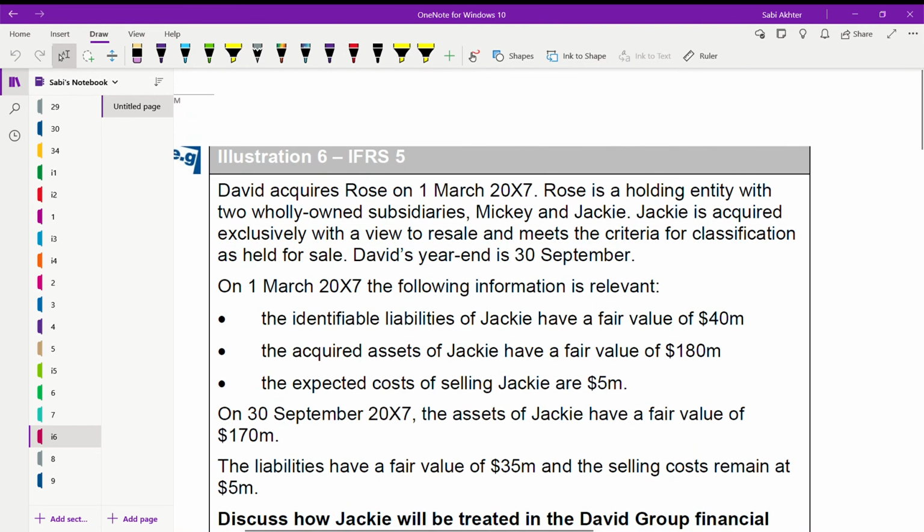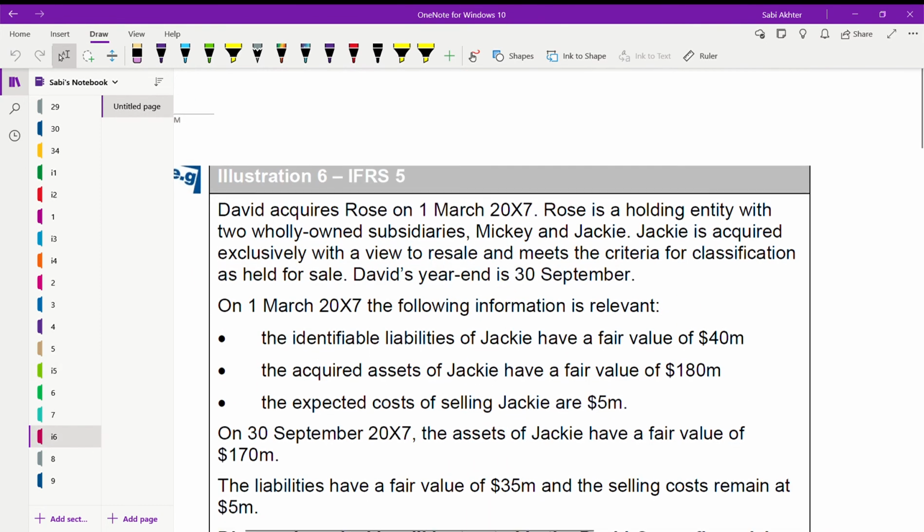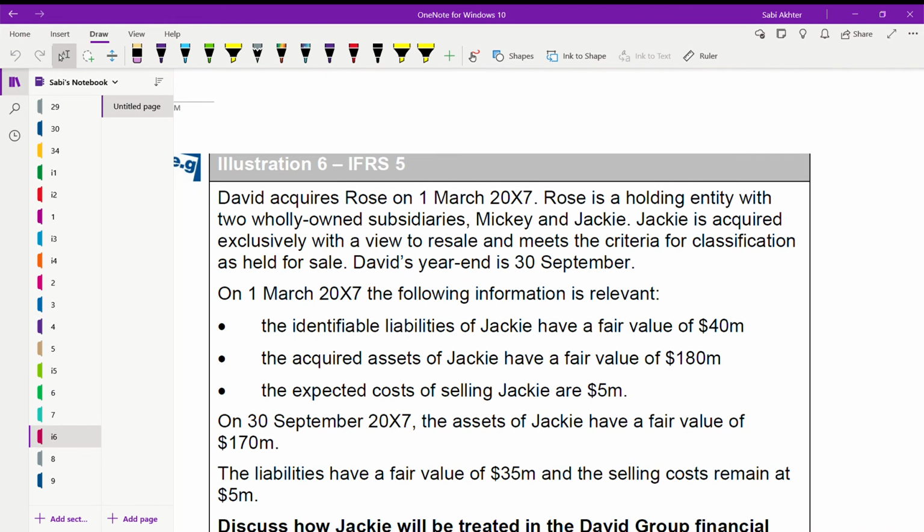IFRS 5. Okay, just let me. Yes, I'm over. Illustration 6. IFRS 5. Subsidiary held for sale. It could be like that also, which means the definition of IFRS 5. Let us go through this.